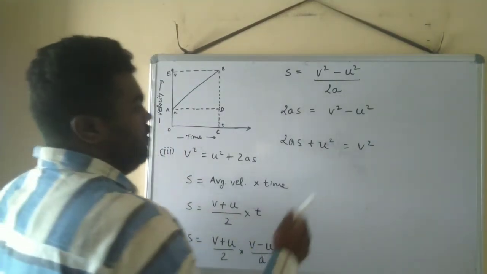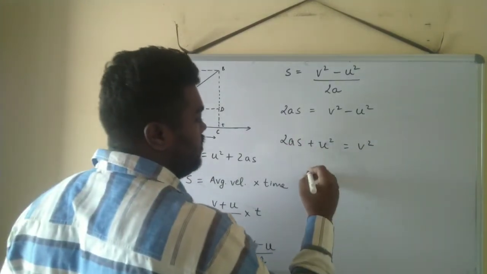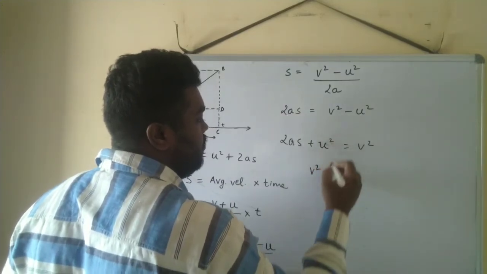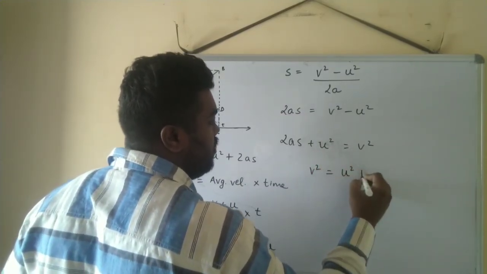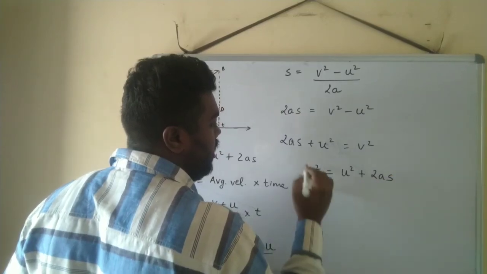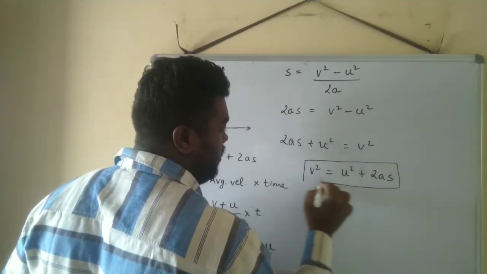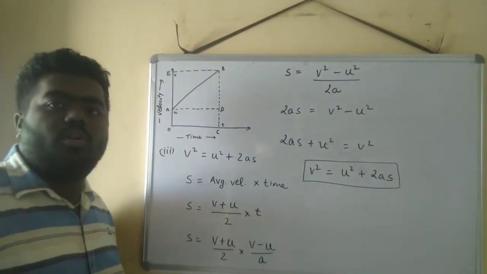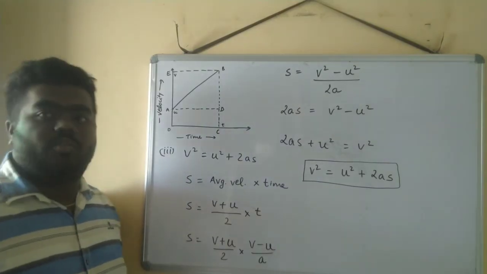Now we will write in proper order. This I am writing in LHS. V square is equal to U square plus 2AS. This is our final formula. So we have derived all three formulas.